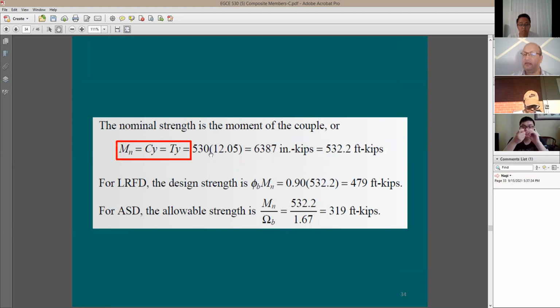Now units: this is in kips, this is in inches, so your moment calculated here is in kip-inches. Usually you'd like to see it in kip-feet, so you divide this number by 12 to get roughly 532 kip-feet. How about the phi factor? Because at the end, I'm going to be doing LRFD design. So for phi Mn, all you need to do is take the phi factor of 0.9 for beams in flexure, apply it to Mn, and with that you have phi Mn, which is the capacity of the steel beam in bending, this composite steel beam.